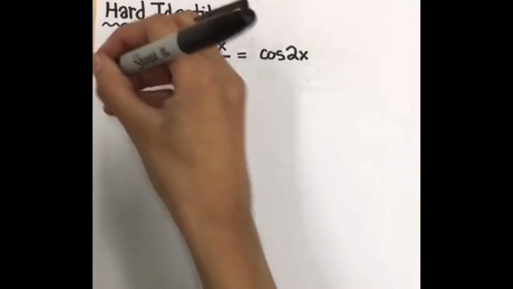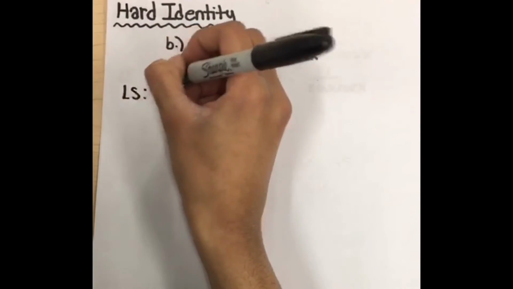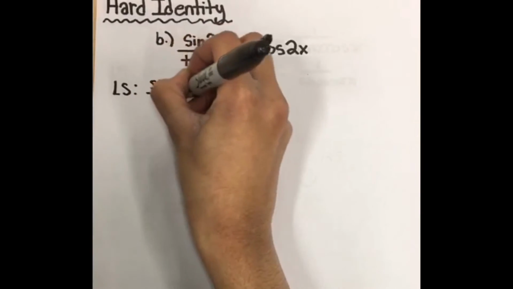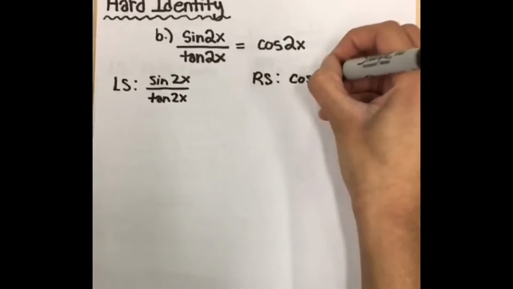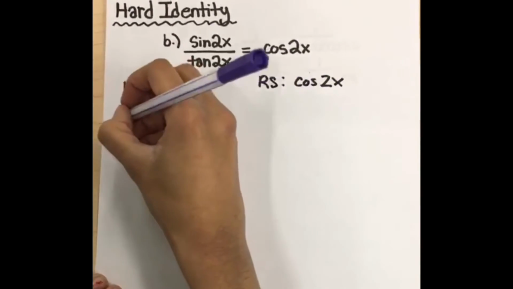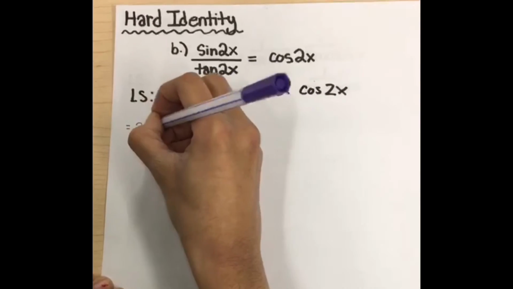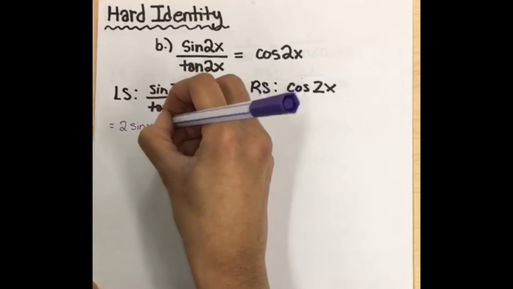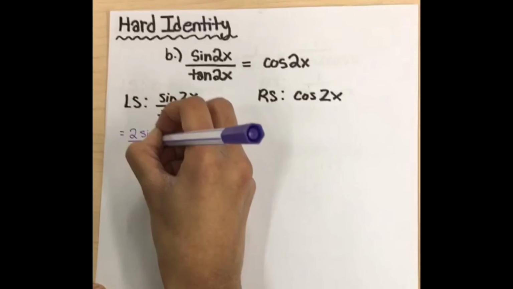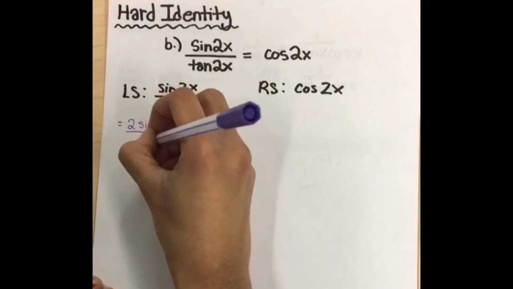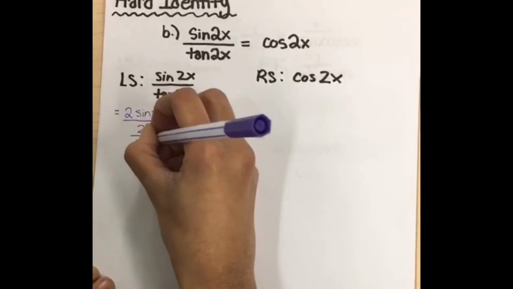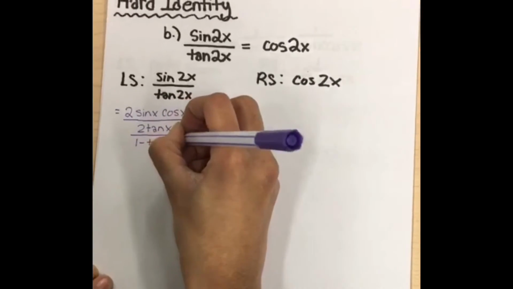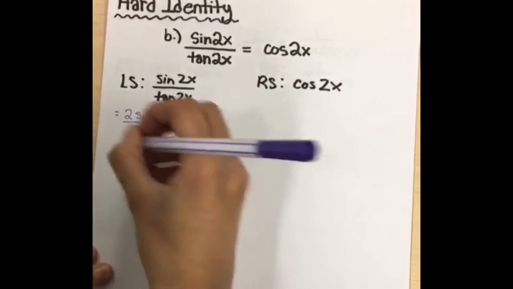Okay, time for a harder example. On our left side, we have sine 2x over tan 2x. On our right side, we have cos 2x. We're going to start out by simplifying the left side. Do you remember your double angle formulas? Well, it's time to use them. Simplify the given double angles in the numerator and denominator. Sine 2x becomes 2 sine x cos x. And tan 2x becomes 2 tan x over 1 minus tan squared x.